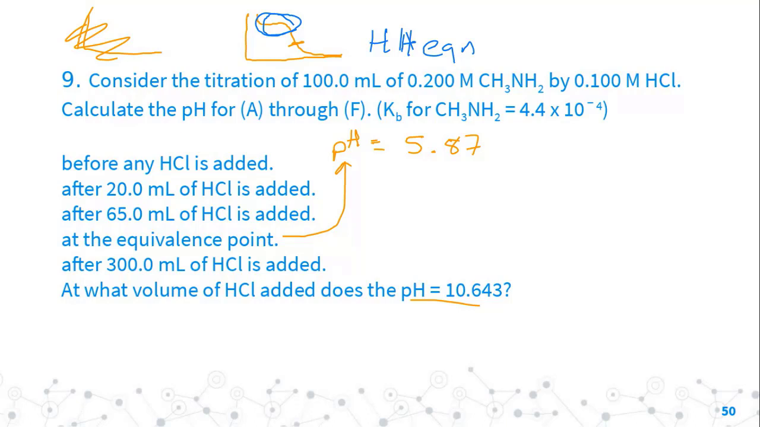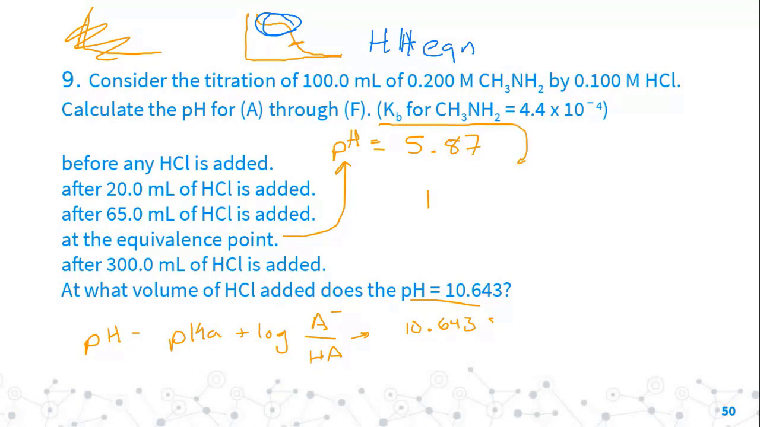Let's go ahead and figure that out. So pH equals pKa plus log of A minus over HA. So basically the base over the acid. Okay, so pH is 10.643. What is pKa?